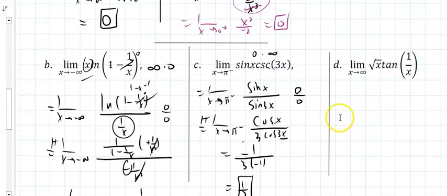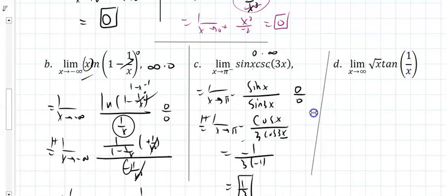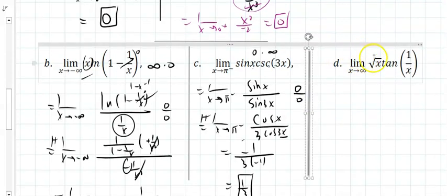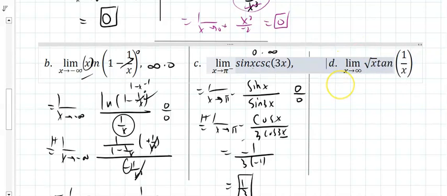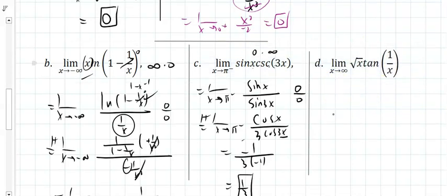Here we have the same issue. The limit as x approaches... oops, that's not what I meant. I meant to move it. There we go. And here, that's approaching infinity, that's approaching 0, and tan of 0 is 0.